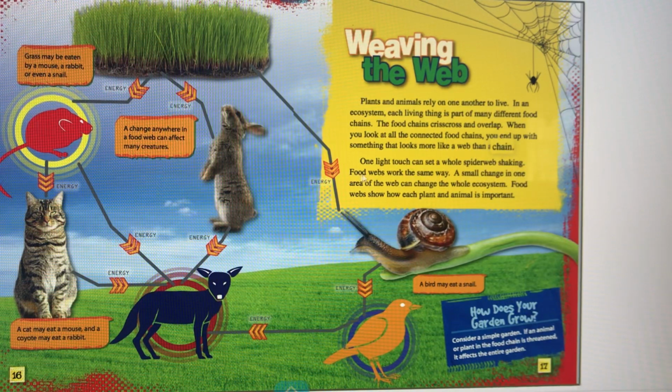than a chain. One light touch can set a whole spider web shaking. Food webs work the same way. A small change in one area of the web can change the whole ecosystem. Food webs show how each plant and animal is important, and that's why we need to take care of an environment, because if an animal or a plant ever becomes extinct, it will affect the ecosystem and the environment.